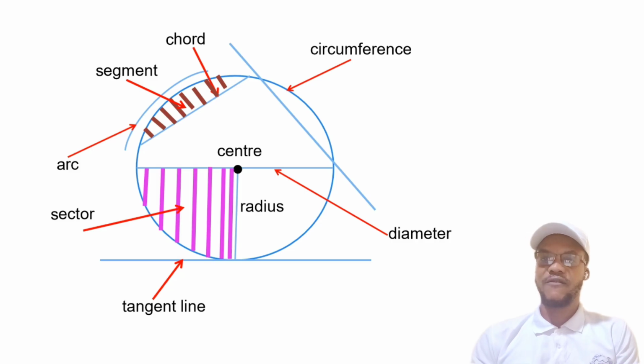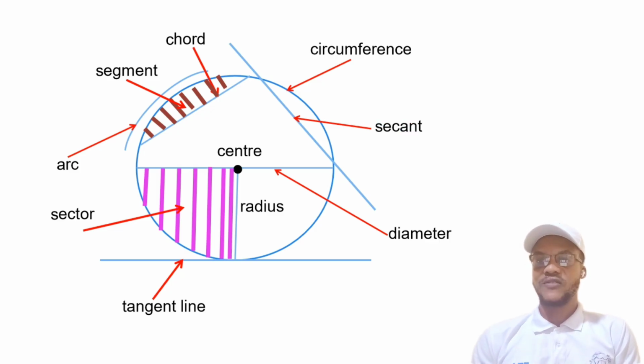And then we also have one line which can cross the circle. It can intersect the circle at two points. What name is given to that? We also have it as secant.